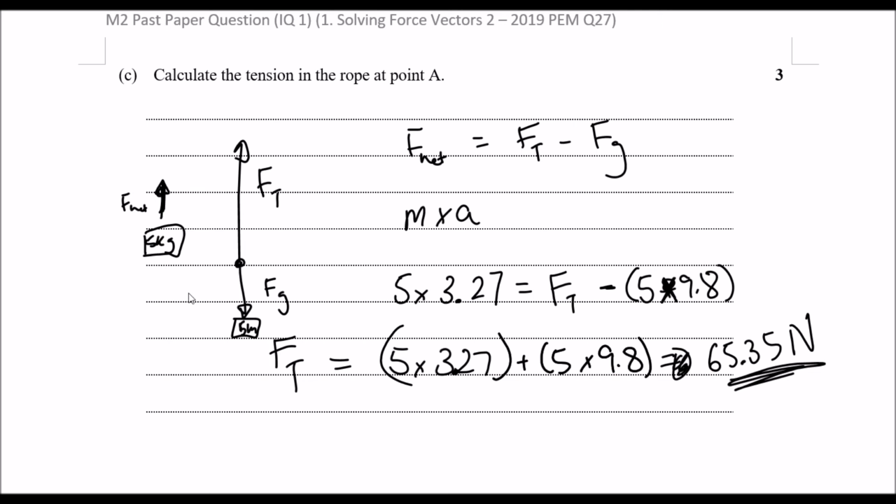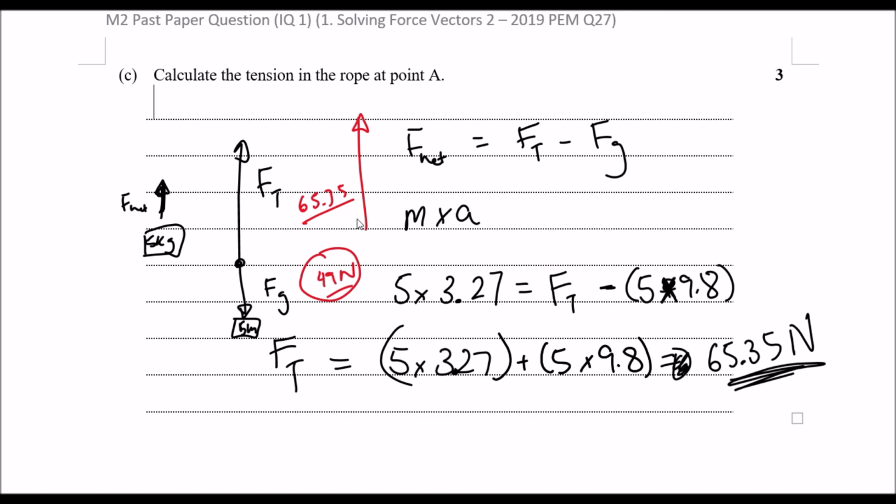Okay, so a quick analysis will show us if we are right or not. If the tension force is 65.35 here, our gravitational force is 49 newtons. Okay, if you check these two values here, you can see that what's actually happening is this force is large enough to pull this 5 kg mass up because the weight force is not strong enough or not large enough to pull it in that direction.